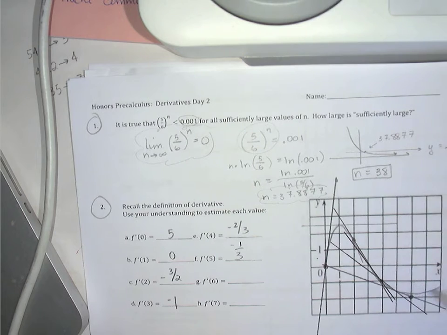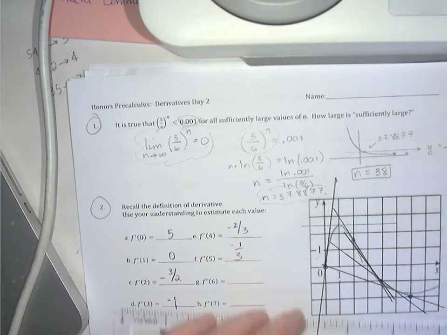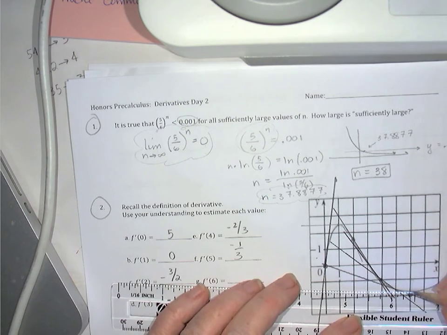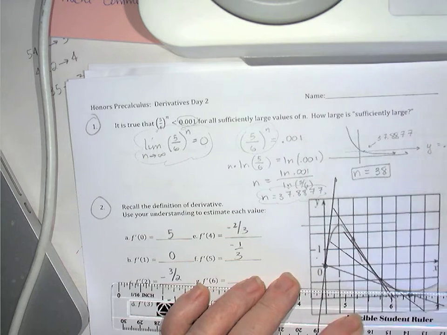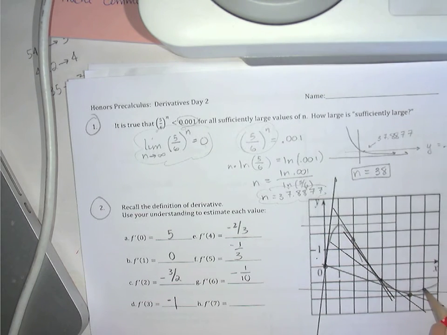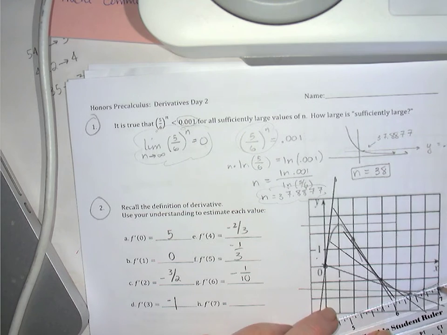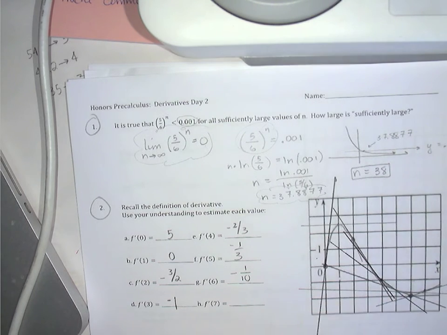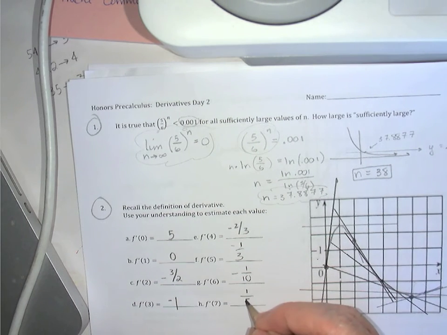F prime of 6, let's see, that was 5, 6. Not very steep at all. I'm going to say negative 1/10. And f prime of 7, it looks like we've turned around and gone back up. And for lack of anything better, I'm going to say positive 1/5.